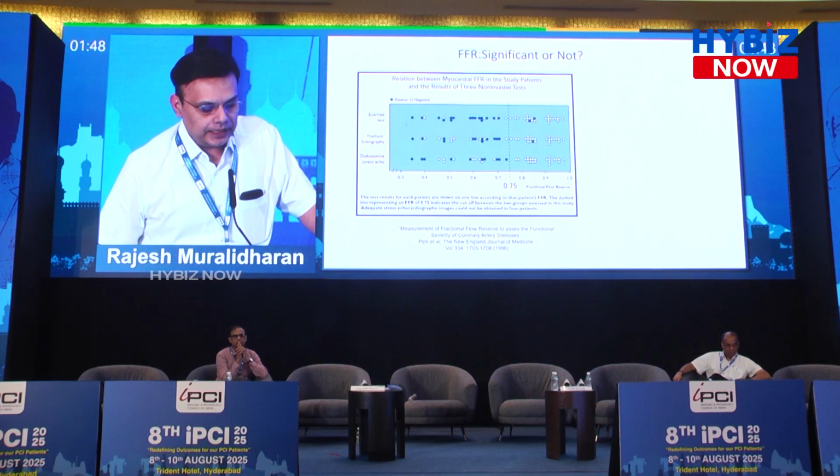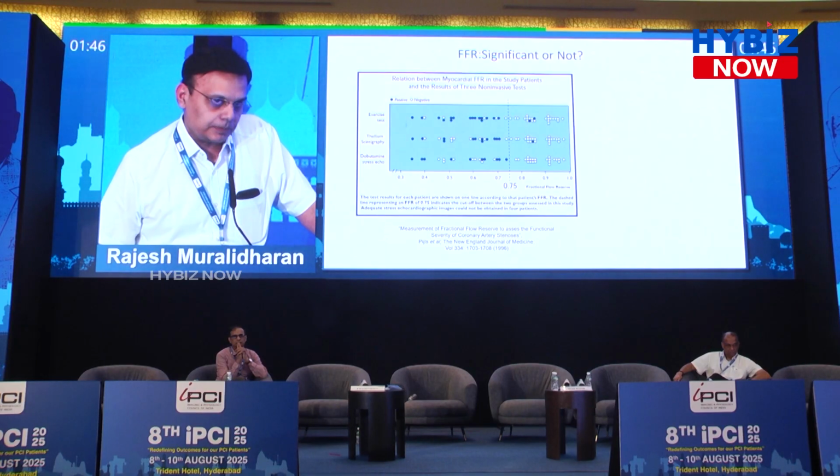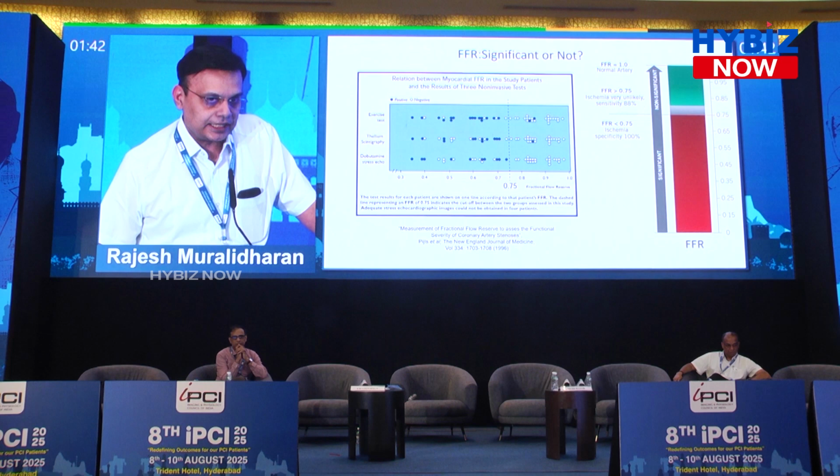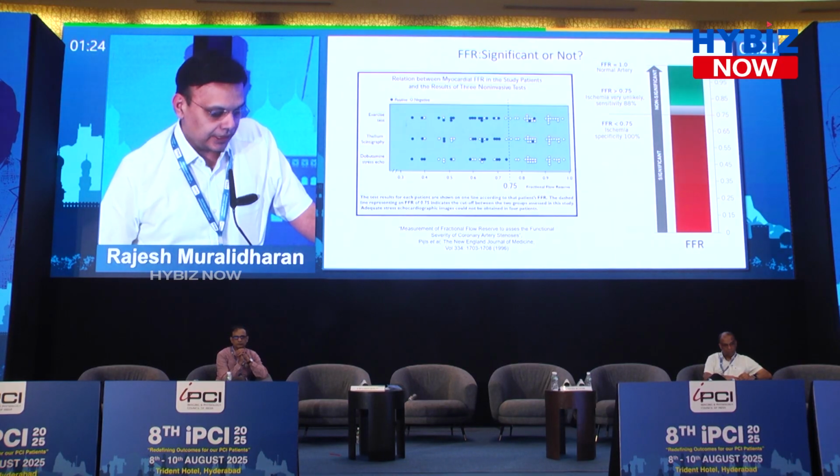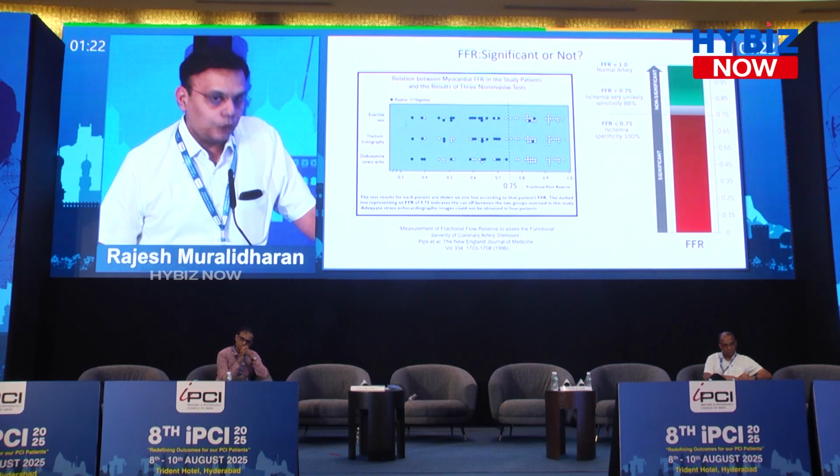FFR is presently the gold standard for identification of ischemia, and a value of less than 0.75 identifies ischemia with a specificity of 100%. This has been shown in multiple trials after this seminal paper that was published in 1996, where they did FFR in all the patients, and 25 patients also underwent exercise stress test, thallium scintigraphy, and dobutamine stress echo. If you have an FFR value of less than 0.75, one of these tests will definitely be positive.